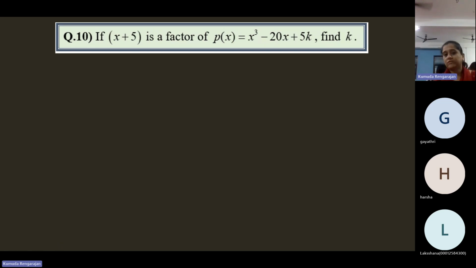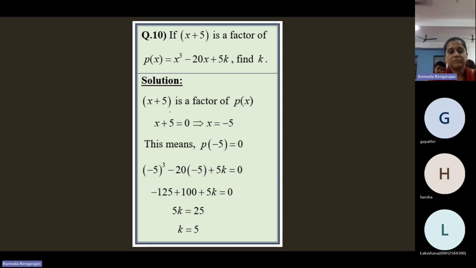If x plus 5 is a factor of p of x, find k. This is far simpler when compared to the questions we've seen earlier. X plus 5 is a factor of p of x, given. So equate the factor to 0. The factor is nothing but the divisor. This is the dividend. This is the divisor. When you divide p of x, the dividend, by this divisor, the remainder will be 0 because you're dividing by a factor of p of x.